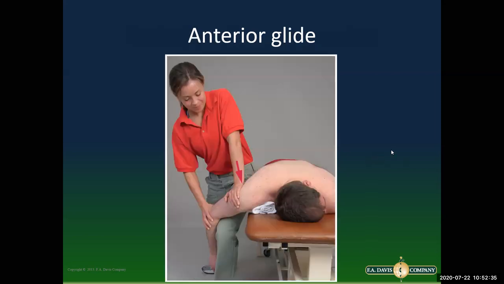There's an anterior glide, again, using the long axis of the humerus. And you notice one thing I don't like about this is she does not have good body mechanics. I don't know who she is, but her teacher did not teach her well.